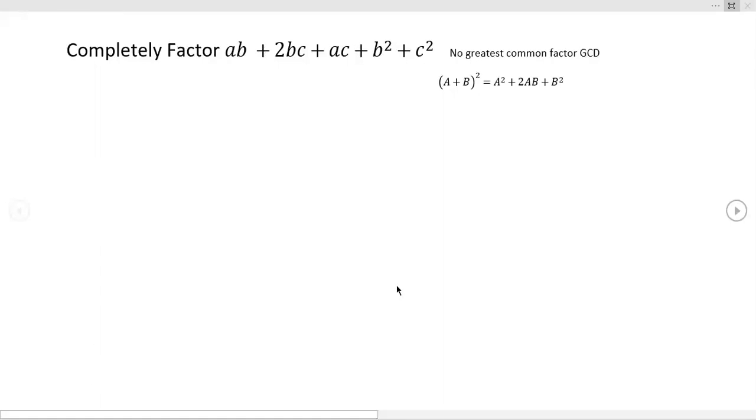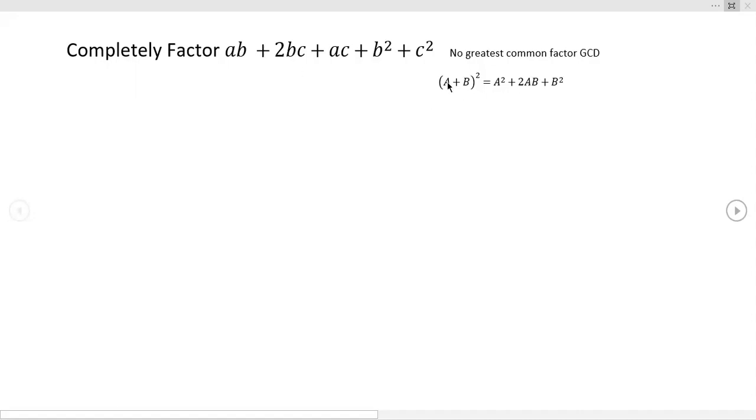Of these non-standard factoring problems where we don't have a greatest common factor, a GCD. It's a 5-termed expression. If you'll notice here, there's nothing common to all 5 of these terms. So that's normally how you would start a factoring problem: if there's a greatest common factor, you factor that out and then see what's left and work from there. We can't do that here. So we have to resort to other measures.